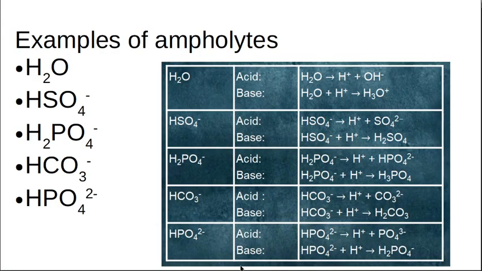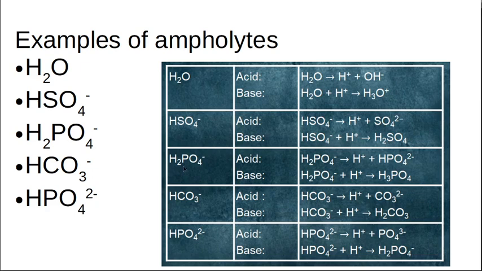So water is the most common ampholyte, but all of the polyprotic acids, the steps of their ionization, are ampholytes. So here's water. We discussed water a lot. Look at this ion. Here we go. If it donates a proton, it gives you the sulfate ion. But here, if it accepts a proton, it becomes sulfuric acid. So it is an ampholyte.